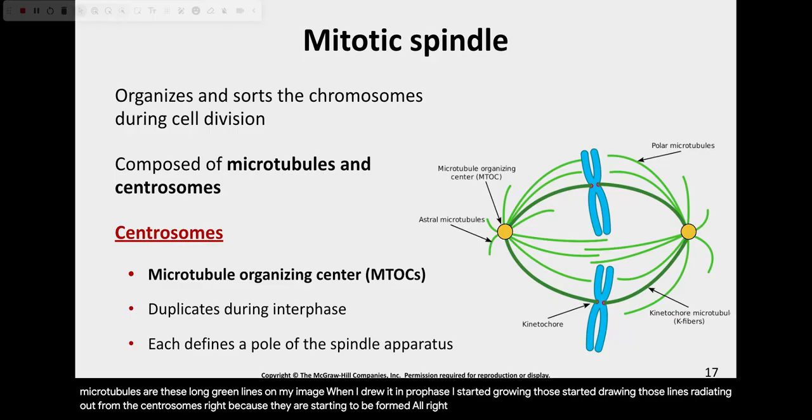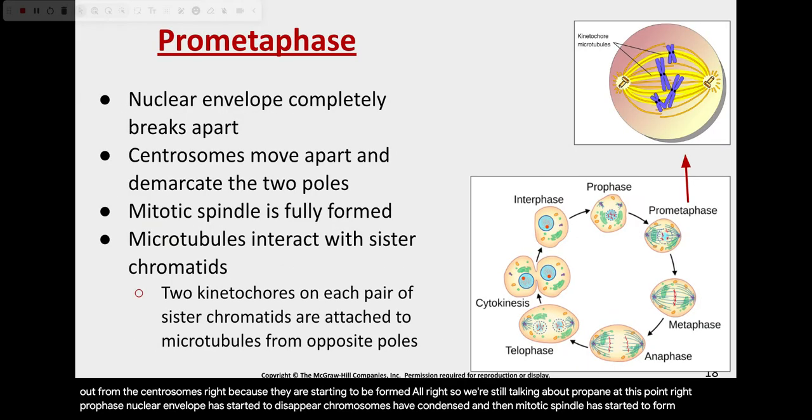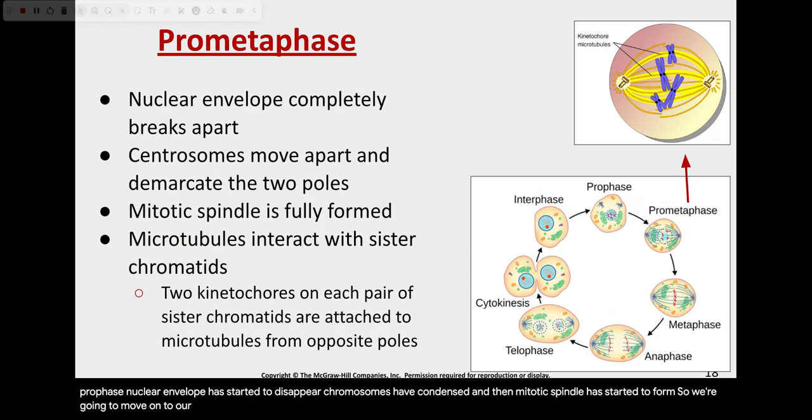All right, so we're still talking about prophase at this point, right? Prophase: nuclear envelope has started to disappear, chromosomes have condensed, and the mitotic spindle has started to form. So we're going to move on to our next phase, which is prometaphase. I'm going to label my first one here.